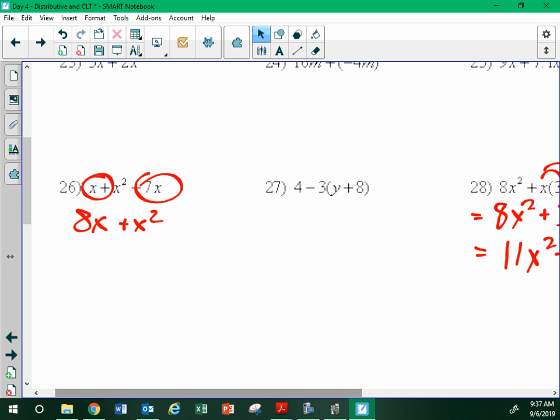Alright, your homework is worksheet 13. It's more with combining like terms and distributive practice. You don't need to finish the practice unless you want to. The only one you have to do is 13. Only worksheet 13.